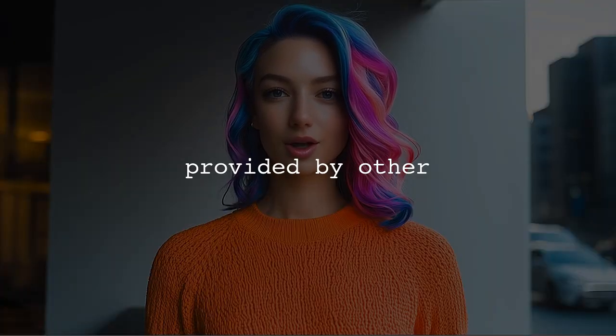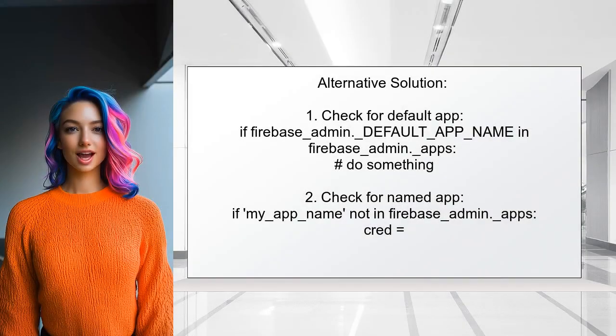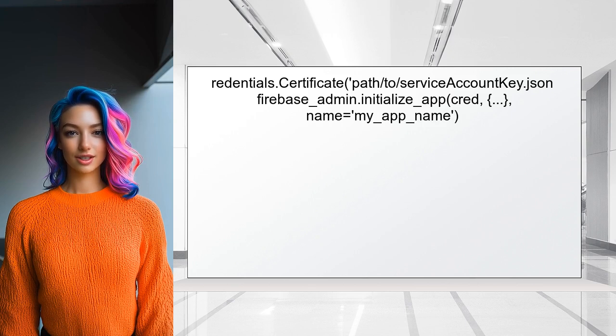Now let's look at the answers provided by other users. One alternative approach to check if a Firebase app is already initialized in Python is to use the Firebase admin module. First, you can check if the default app is already in the apps dictionary. If it is, you can proceed with your logic. For named apps, check if your specific app name is not in the apps dictionary before initializing it with your credentials and configuration.